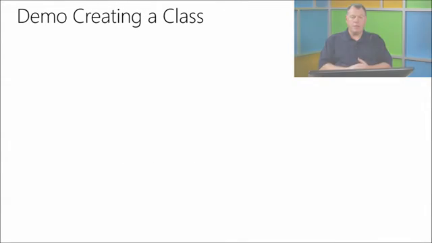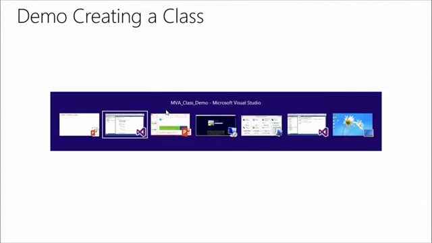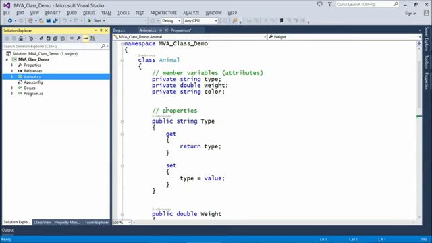So let's go ahead and take a look at what a simple class looks like in code. We'll switch over here to Visual Studio, and what we've done here is actually modeled that animal class that we had on the slide, and we've written it in code. So we have the name Animal as the name of the class, and we have things known as member variables.